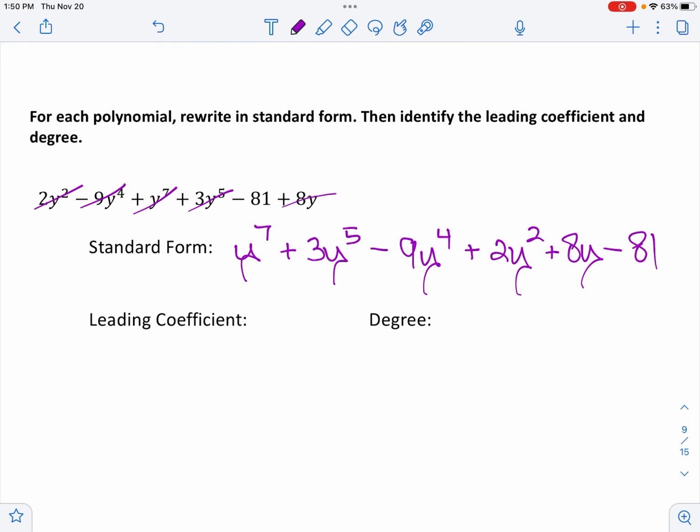Okay. Now, what is my leading coefficient? Well, what number's really here? It's really a 1, right? So my leading coefficient is 1. What's the degree of this term? The biggest degree term is 7, so the degree is 7. That's it. Okay, hopefully that makes some sense.